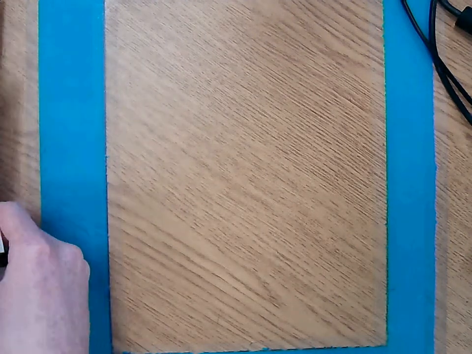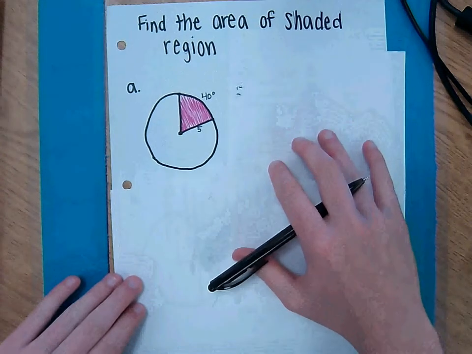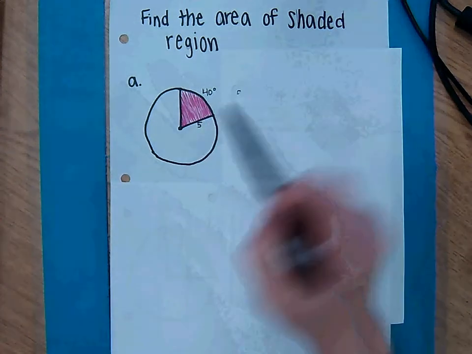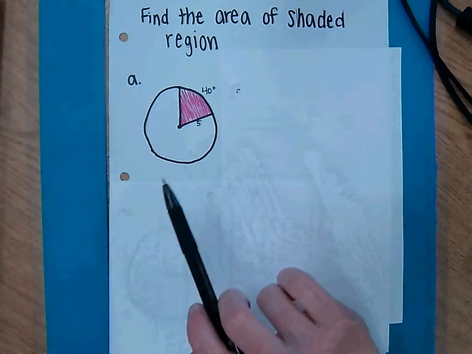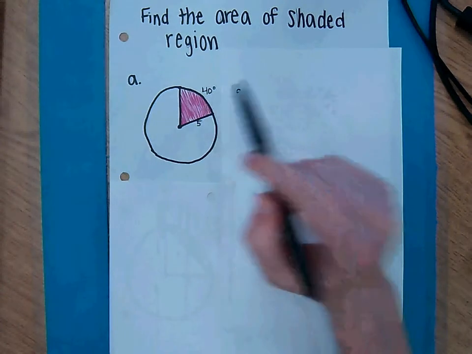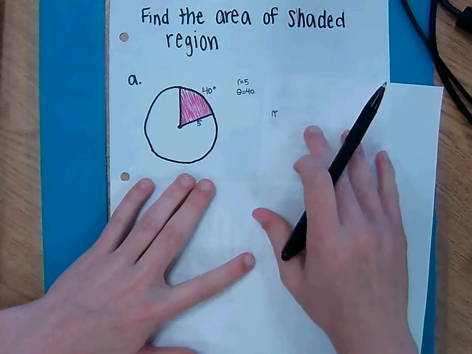This next one does area of shaded regions. So try to make it a little colorful. So you want to find the area of the shaded region. This first circle, you have a radius of 5, and you know they gave you the central angle of 40 degrees. All right, so that's what you have.